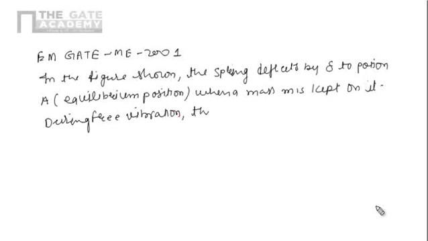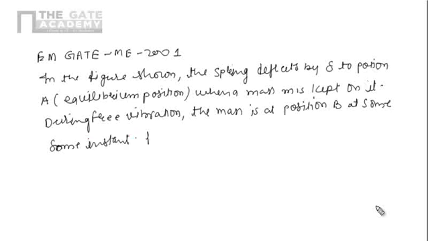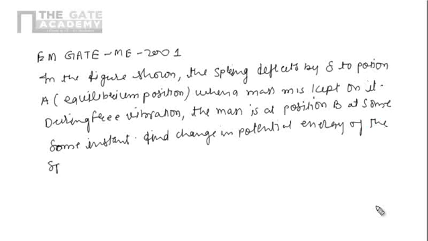the mass is at position B at some instant. Find the change in potential energy of the spring mass system from position A to position B.